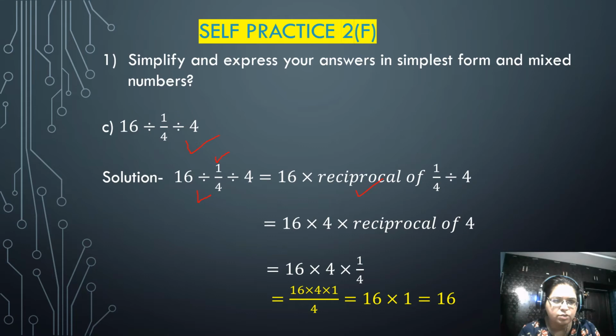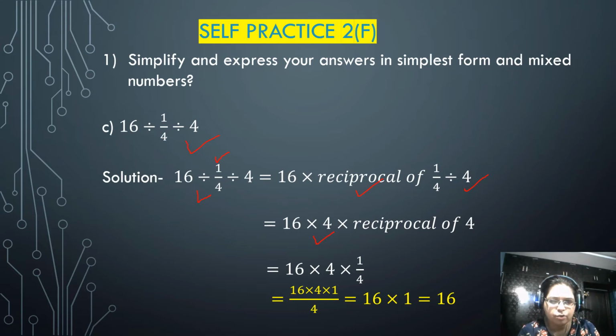When we change this division symbol into multiplication, we have to multiply with the reciprocal of that fraction. So 16 multiply with reciprocal of 1 divided by 4, division of 4. And reciprocal of 1 divided by 4 is just interchange the numerator and denominator, that is 4 divided by 1. 4 divided by 1 is the reciprocal of 1 divided by 4, and 4 divided by 1 is 4. Reciprocal of 1 divided by 4 is 4.